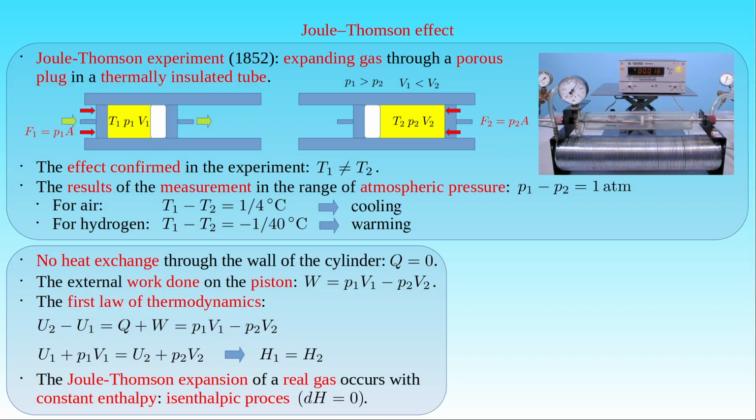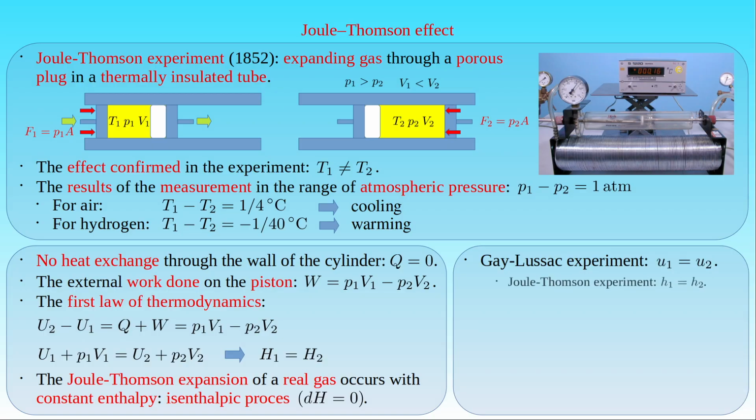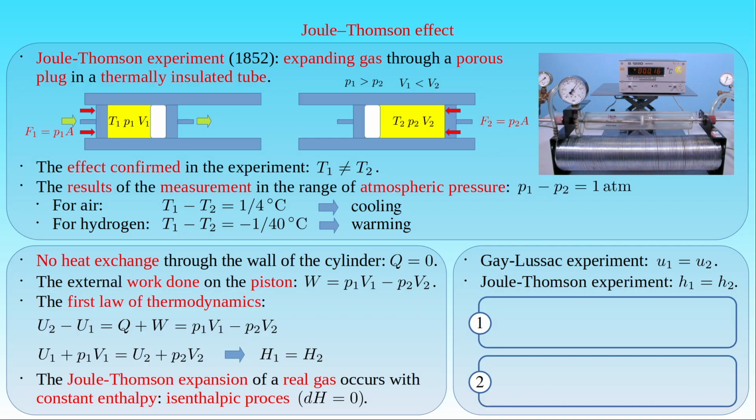By comparing this finding with the one of the Gay-Lussac experiment, where the specific internal energy of a gas during free expansion is constant in the ideal gas approximation, we can see that the specific enthalpy of a gas is constant during the Joule-Thomson expansion in the case of a real gas. It follows from the equation on the left-hand side formulating the first law of thermodynamics that two possible cases exist for such an isenthalpic process.